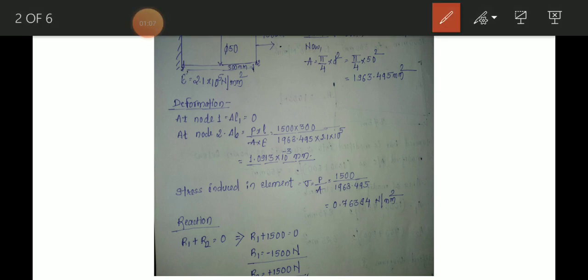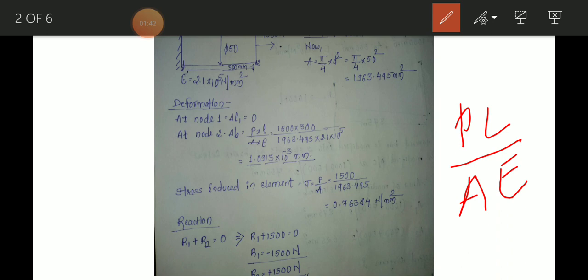Now, in all problems which are there for your syllabus, we have to find out the value of stress. And along with that, we have to find out the value of the deformation, that is delta L, that is change in length when you apply the load. Now to find out deformation, what is the formula for deformation? It is nothing but P L by A into E. This is the formula for the deformation.